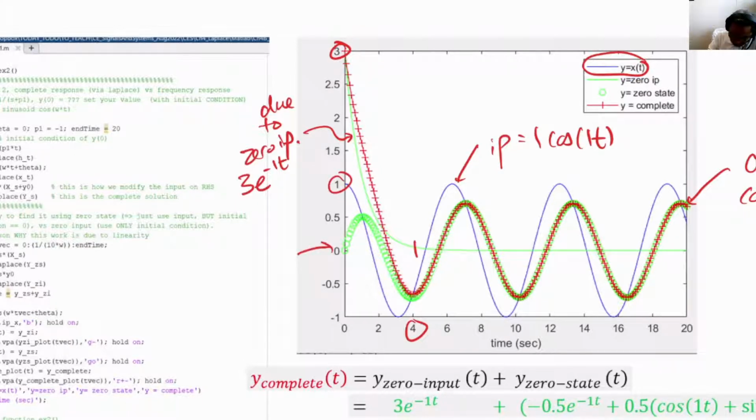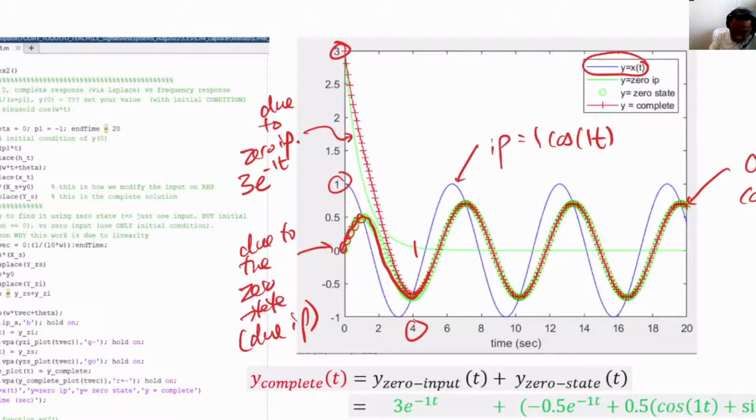What about the green guy here? This green thing here is due to the zero state. It is due only to the input. It has a transient, and then it becomes stable. So if you forget this curve, go to example 2 and take a look. Together, the two green guys add up to the crosses, the cross line, which is the complete response.